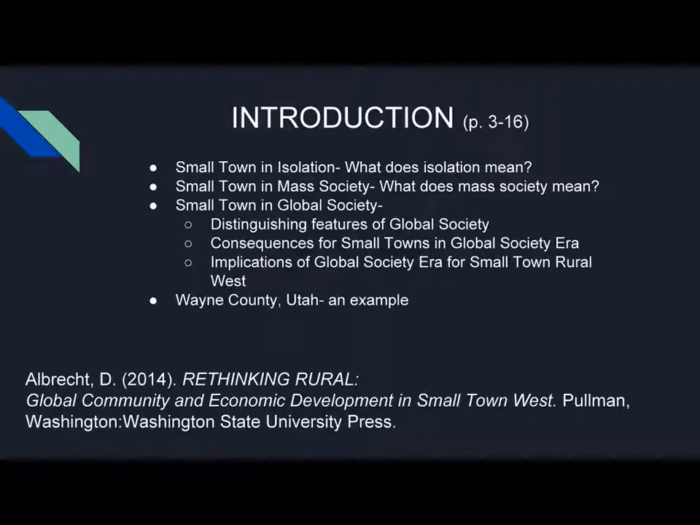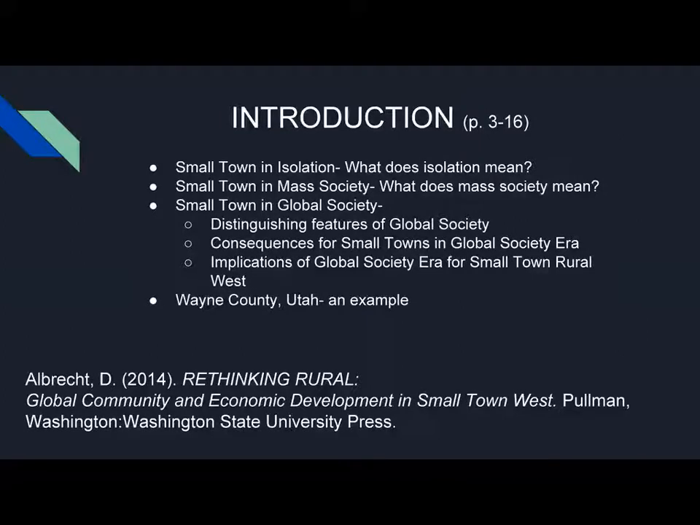And what does he mean by mass society? So we're starting to look at more of a group mentality and being somewhat connected to the outside world and the masses. And then third, he looks at small town and global society, the world, the globe. And so distinguishing features. To distinguish means to set it apart. What are the characteristics or the features of global society that set it apart from these previous phases of isolation or mass society? And then what are the consequences and implications?